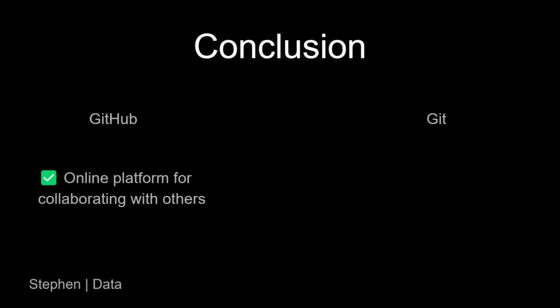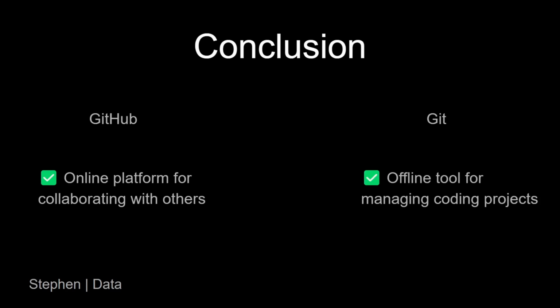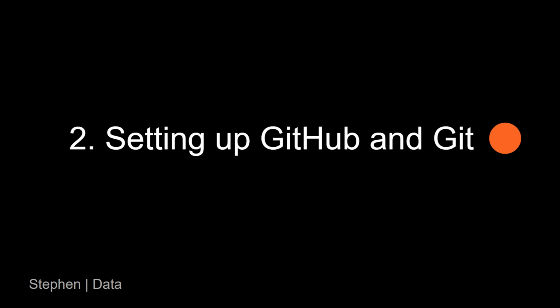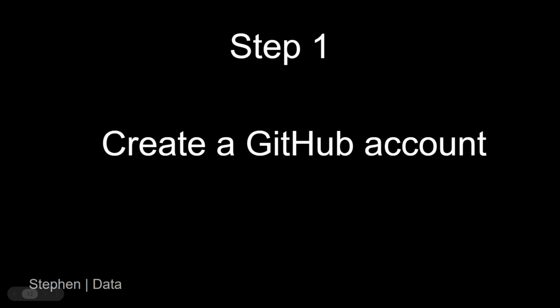So GitHub is the online platform that makes it easy to work with other developers, and Git is the command line tool that makes it easy to manage projects when your machine is offline. So let's set up our GitHub account and Git environment so we can start working on projects.